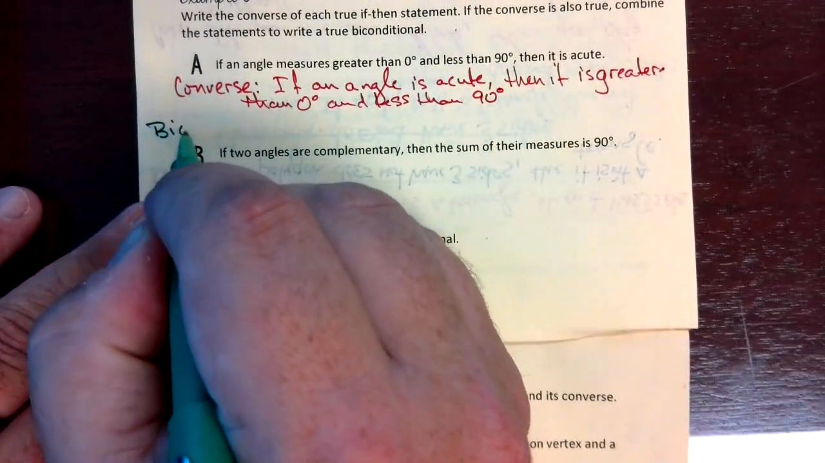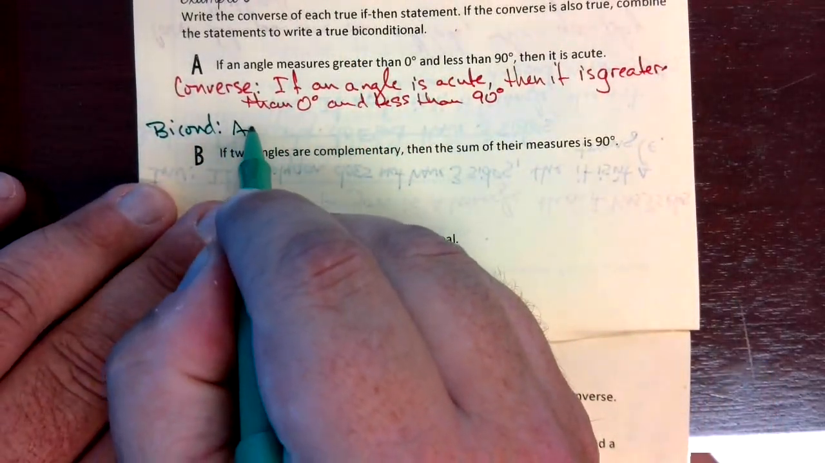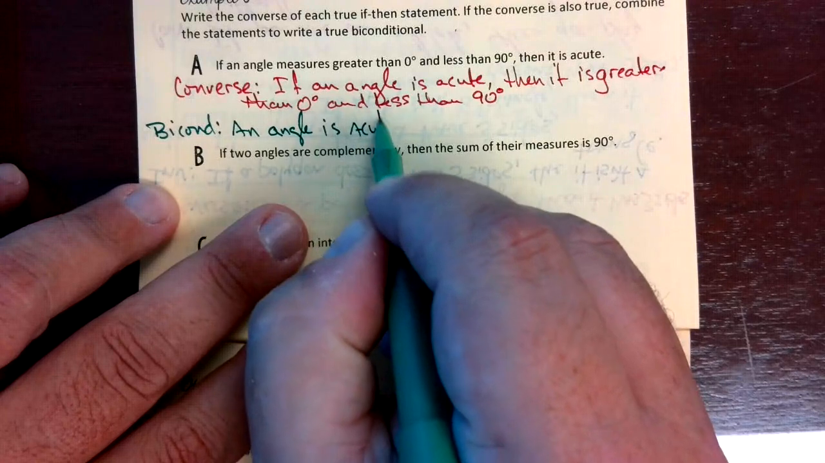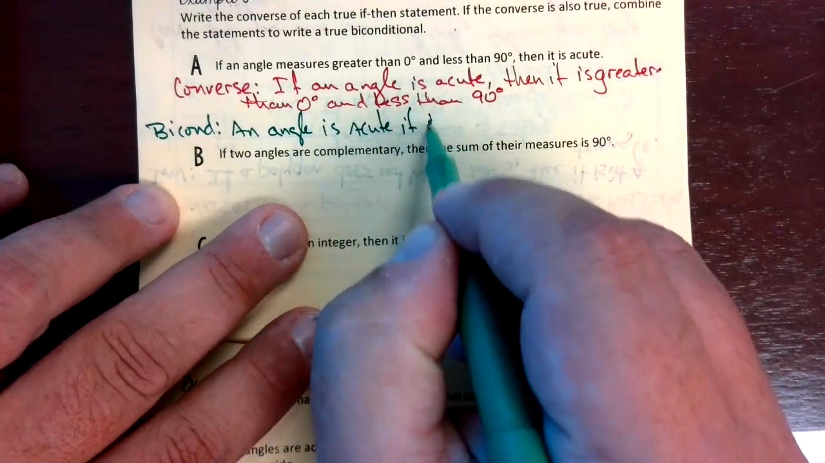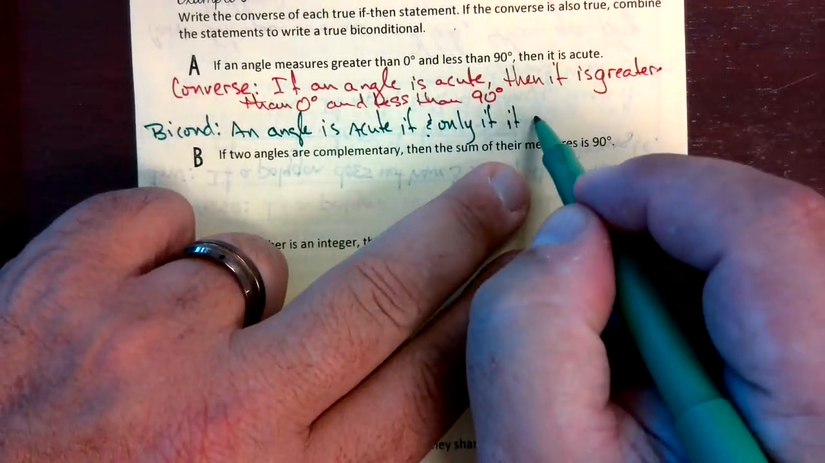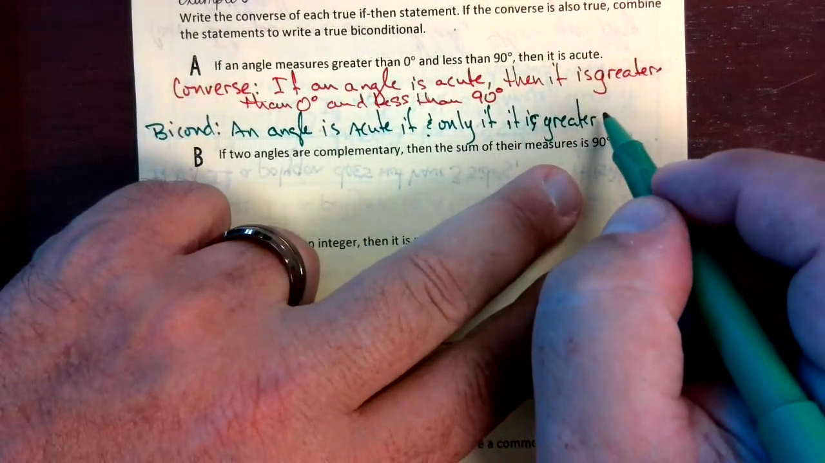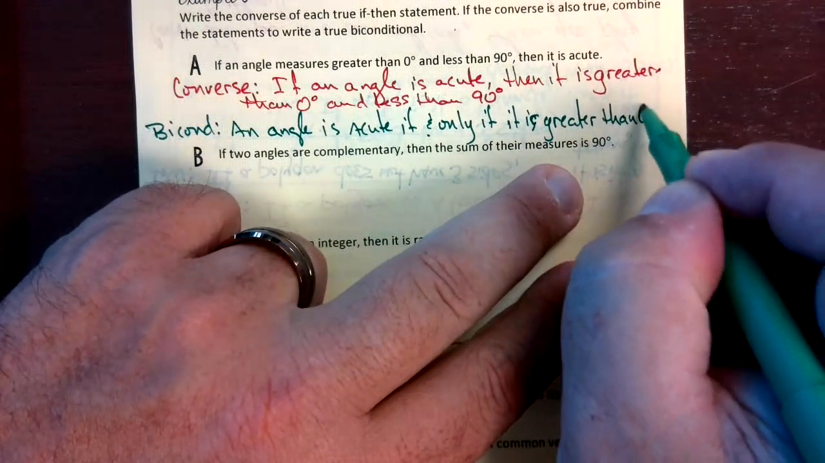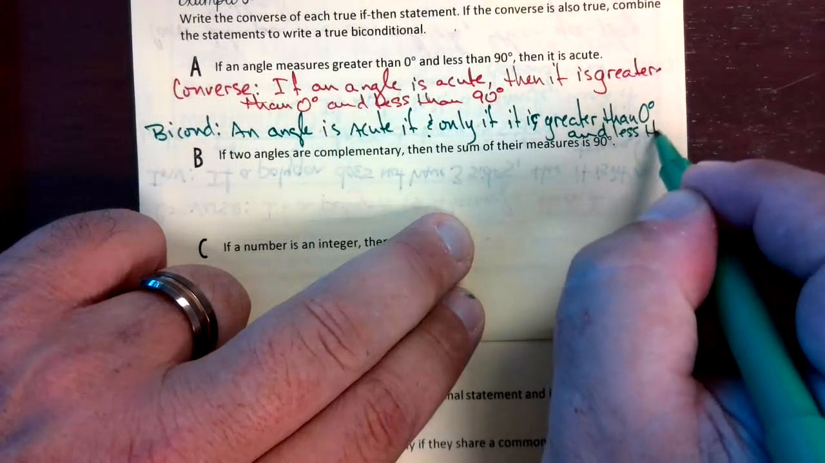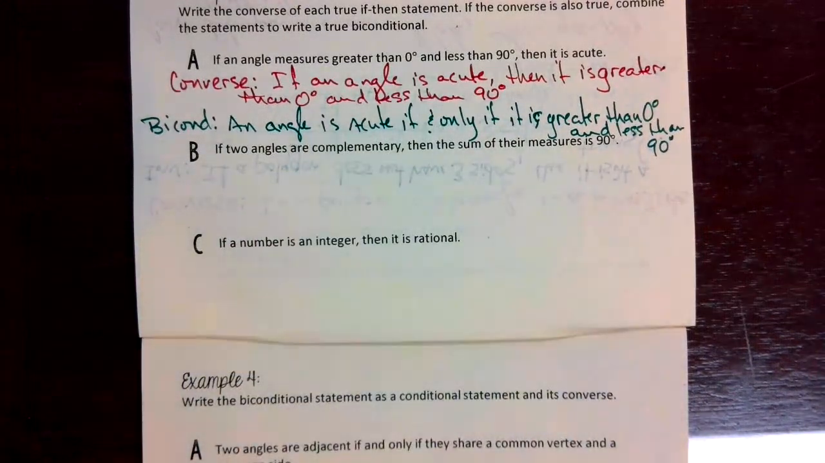So that means that the biconditional would say an angle is acute if and only if it is greater than 0 and less than 90. It's running out of room there. That's how that always goes.